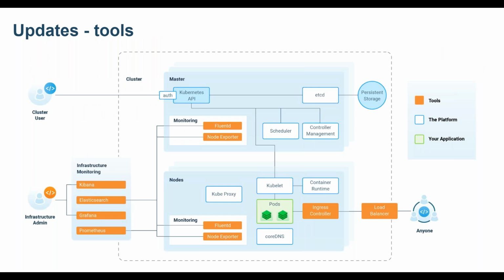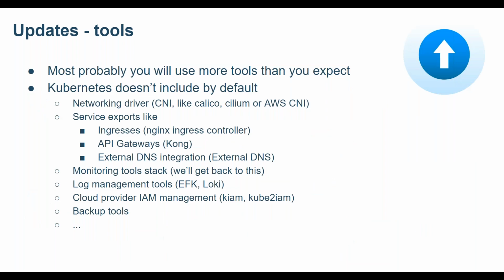Okay, next layer of the whole stack that you use to run your application is the tooling. So basically the orange stuff over here, stuff mostly around monitoring, observability, but also exposing your services and so on. The most important thing over here is that if you think, well, I'm gonna run Kubernetes and that's it, you're probably wrong. Most probably, you will use a lot of tools that run on Kubernetes that enhance your monitoring, logging capabilities, traffic routing capabilities, and so on, which are not really included in Kubernetes by default.